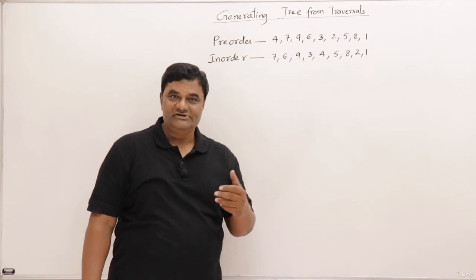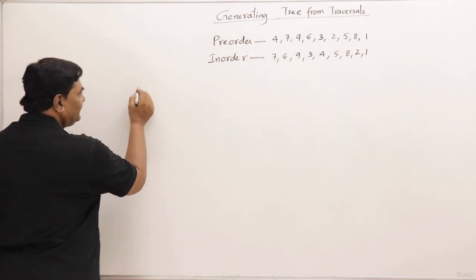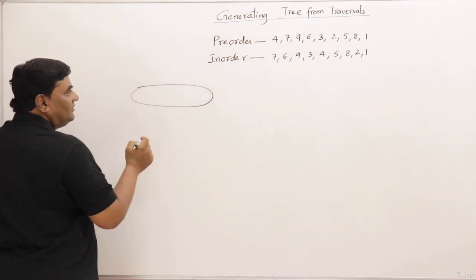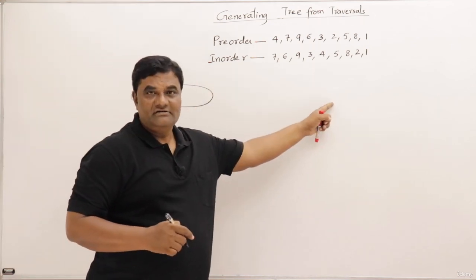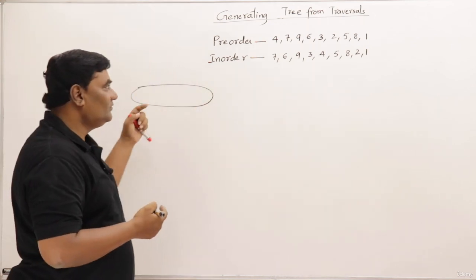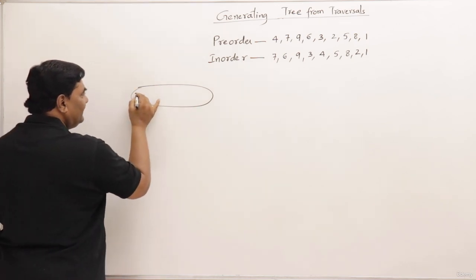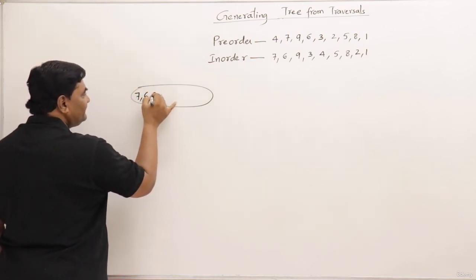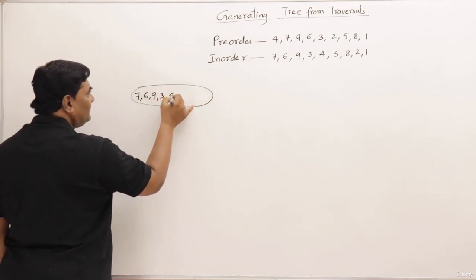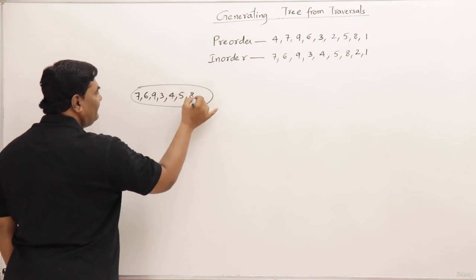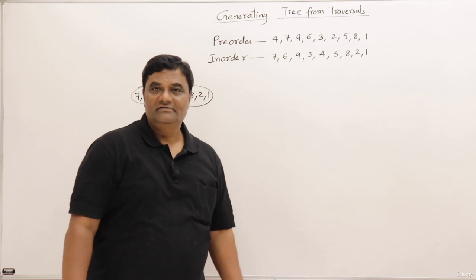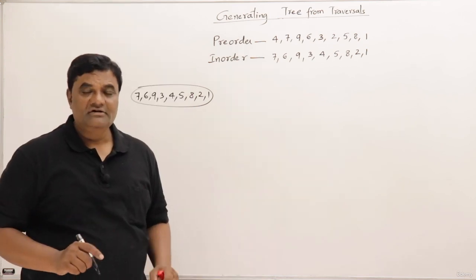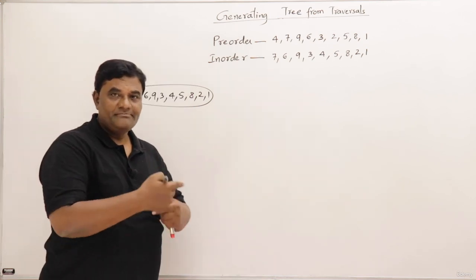So I'll show you the procedure. Create a node. Take all the elements of in-order. Take in-order as it is in a node. Don't change the order. Write the elements in the same order: 7, 6, 9, 3, 4, 5, 8, 2, 1. As it is I have taken. This is the initial work.